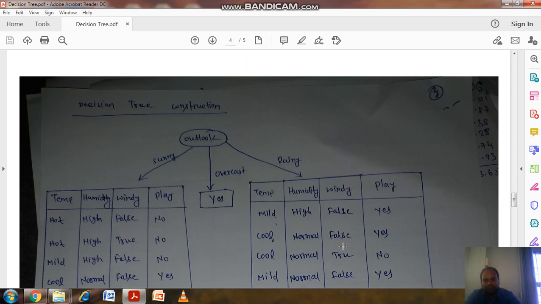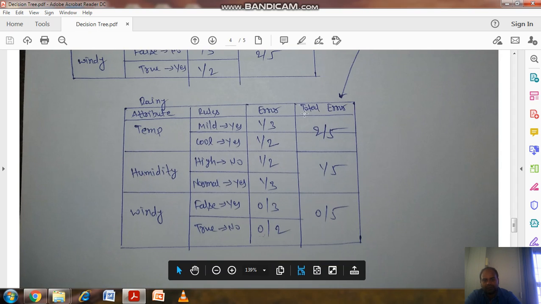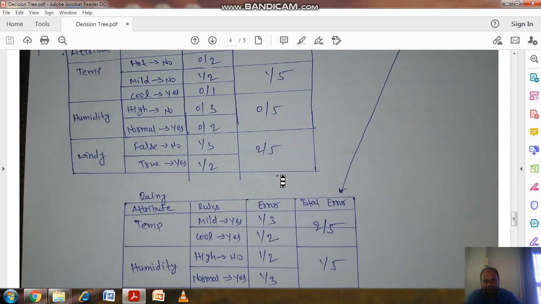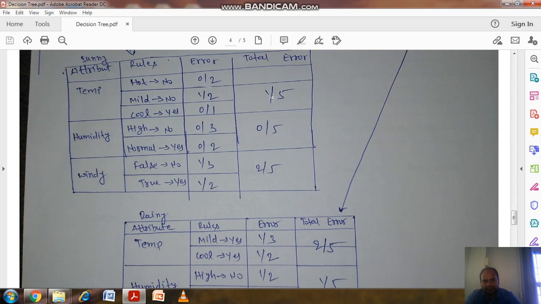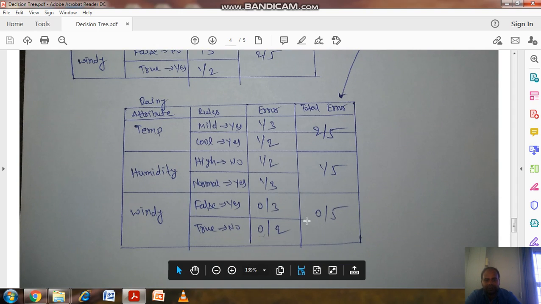Similarly, on the right hand side we can make a table. We can construct that. Again here you can see that on the left side the least error is 0. So humidity will be considered as the next level root node. But on the right hand side again 0 by 5 is the least. So windy is considered as the next root on the right hand side.